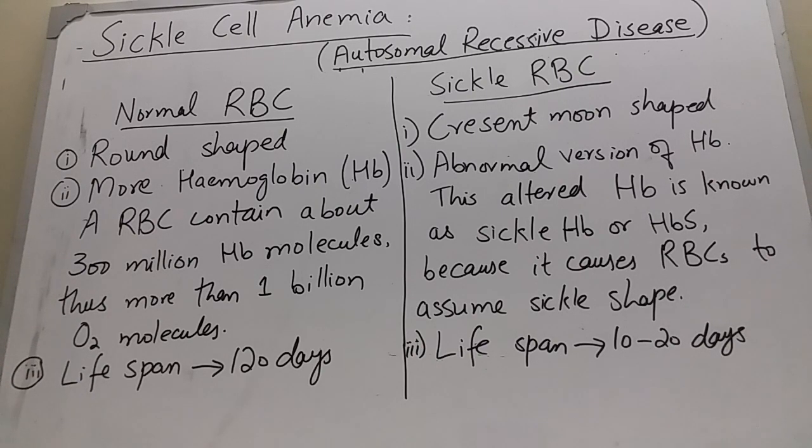So it means that the sickle shaped RBCs are broken down early, and this causes paleness in the skin. It means the patients of sickle cell anemia mostly have pale skin. It is due to the breakdown of these sickle shaped RBCs.